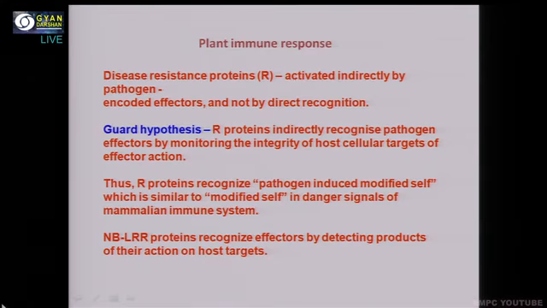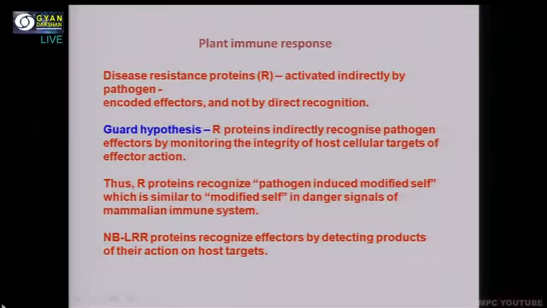Now, in plant pathology, there is one important hypothesis which we call the guard hypothesis. Now, what does this guard hypothesis mean? Now, whenever there is a pathogen infection, the plant first tries to overcome that pathogen infection just by the external defense mechanisms, like it has a cell wall, and it has different other defensive barriers, just as we have.